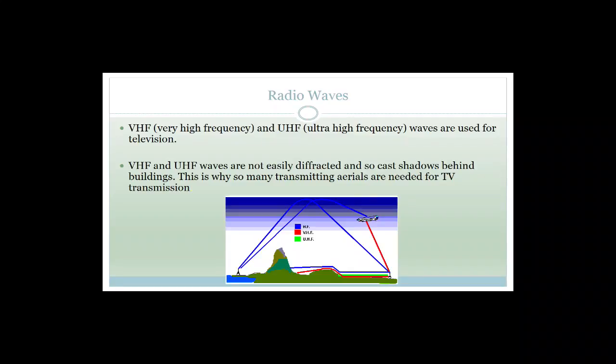If you look at this, I want you to watch carefully. We have high frequency, very high frequency, and ultra high frequency. High frequency is the blue one, and it can get from one antenna to the next without any problems. Very high frequency and ultra high frequency are the ones used for TV. But do you see that the very high frequency can get as far as the mountain, while the ultra high frequency doesn't even get further than the first little block? That's because they're not easily diffracted. They don't bend very easily, and for that reason we tend to use big dishes to pick up our signal.